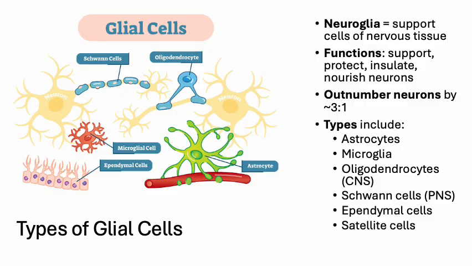There are several types of glial cells, each with specialized functions that support neurons. Astrocytes help maintain the chemical environment and support synapse function. Microglia act as immune cells, protecting the nervous system by removing debris and pathogens. Oligodendrocytes in the central nervous system and Schwann cells in the peripheral nervous system form myelin sheaths around the axon. Ependymal cells line cavities in the brain and help produce cerebrospinal fluid, while satellite cells support neurons in the peripheral ganglia. Together, these cells ensure that the neuron remains protected, nourished, and able to communicate efficiently.